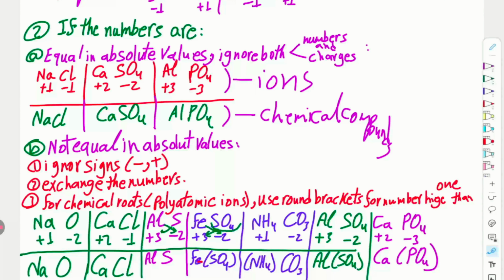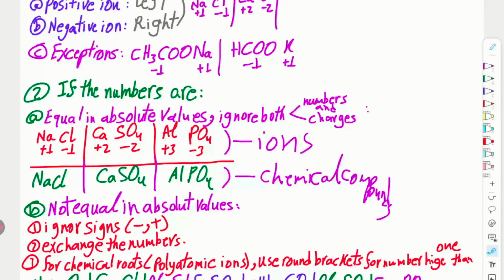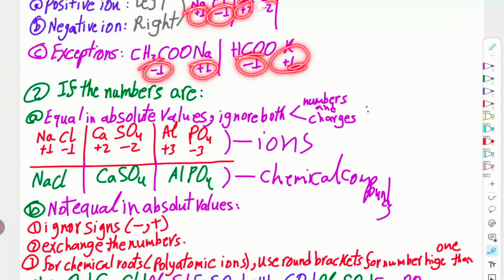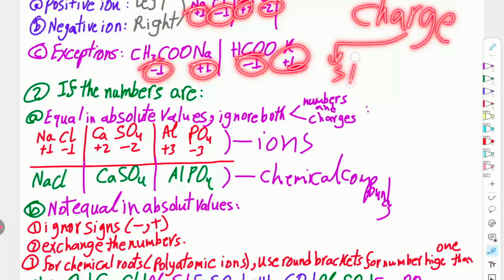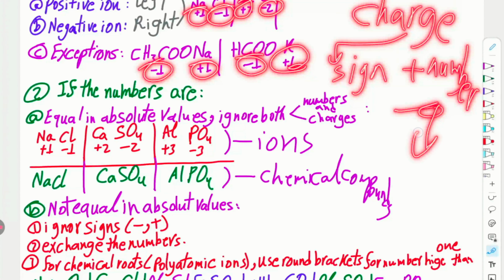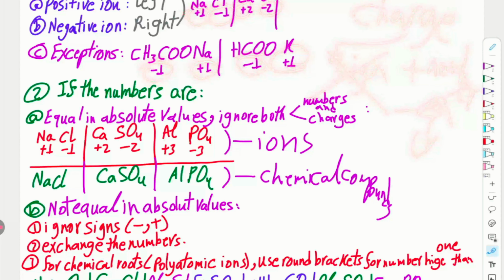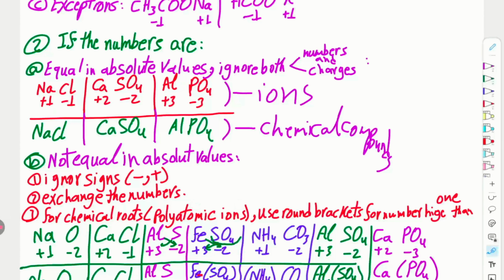So, number 2, we look at the numbers of the charges. Of course, the charge of an ion is made up of two things: the sign plus the number. When we want to make a chemical compound, we look at the number. The number is important. The sign is not important every time. It's only important to show the side, whether to go right or left. But the numbers are important in combining them chemically. So we look at the numbers.